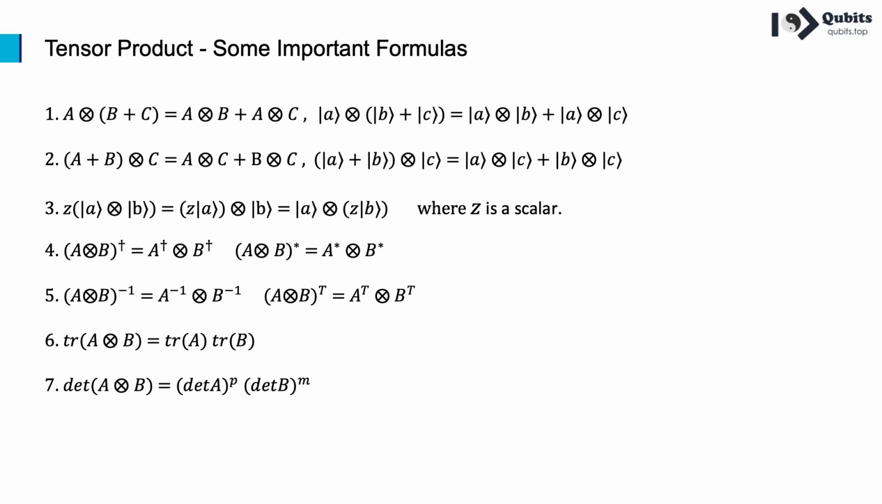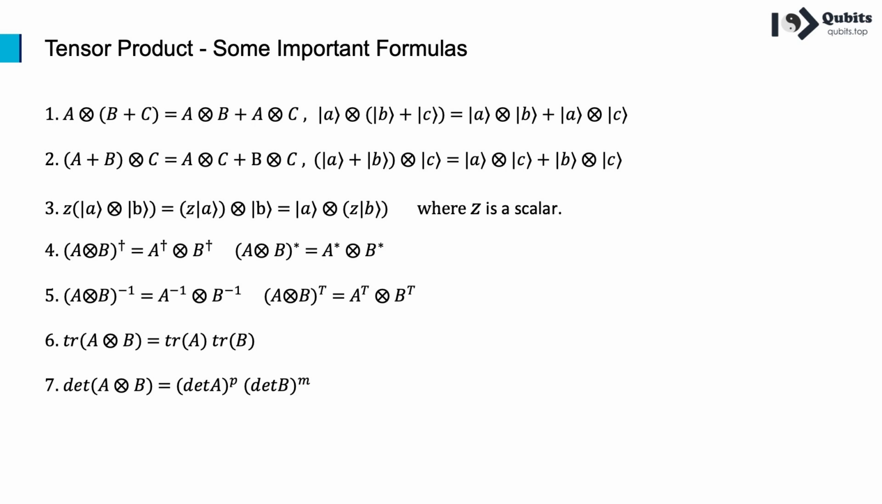The transpose of a tensor product is the tensor product of the transposes of the individual quantum systems. This property is useful for certain quantum algorithms that require the manipulation of the transpose of a quantum system. The conjugate of a tensor product is the tensor product of the conjugates of the individual quantum systems. This is useful for calculating certain properties of quantum systems, such as their norm.